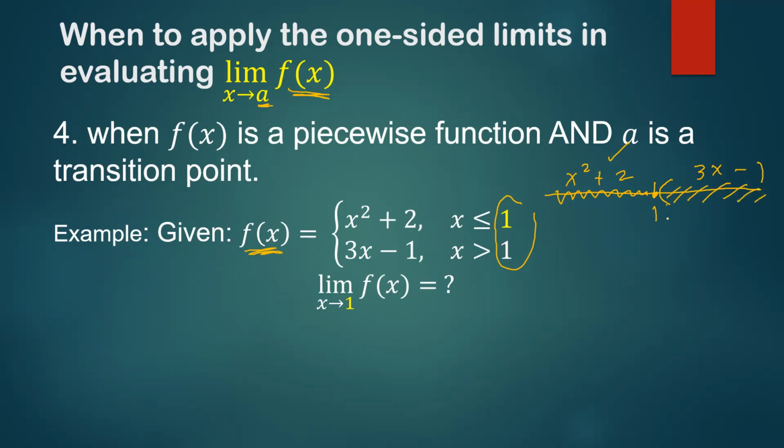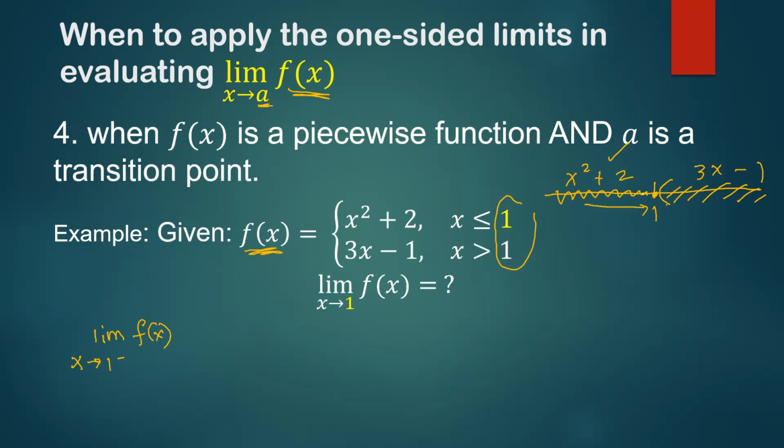3x minus 1. Okay? So if we are to get the limit of f of x as x approaches 1, we need to get the limit from each side. So kunin natin yung limit as x approaches 1 from the left of the function f of x. Tapos, ang pipiliin natin kung nanggagaling tayo sa left side, di ba? Dito tayo lumalapit. Ito yung behavior ng function natin.